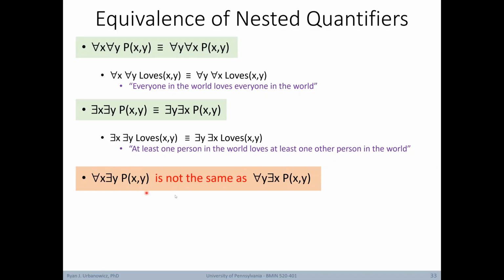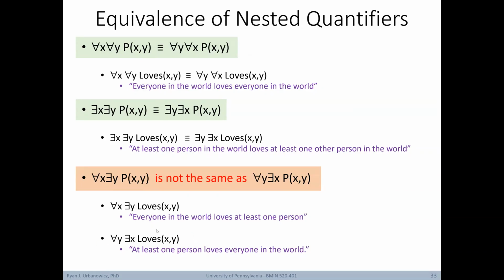However, now we're introduced to an important exception. For all x and for some y, p of x, y, is not the same as for all y and some x, p of x, y. Let's look at example translations to understand why. The first example translates to everyone in the world loves at least one person. That's because of how we interpret the loves x y and the importance of the order of where x and y occurs. The second expression translates to at least one person loves everyone in the world.